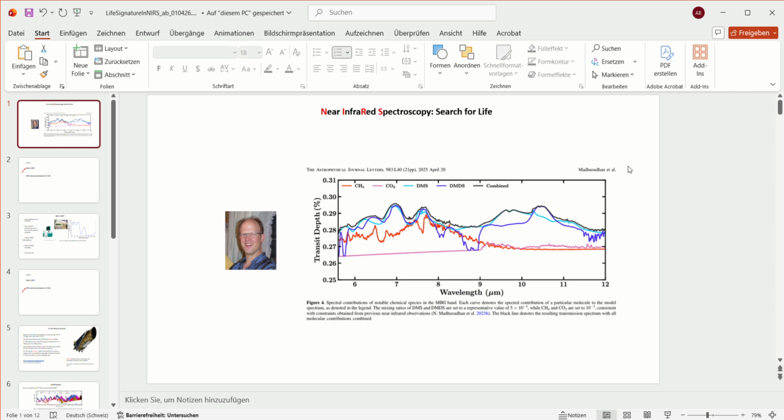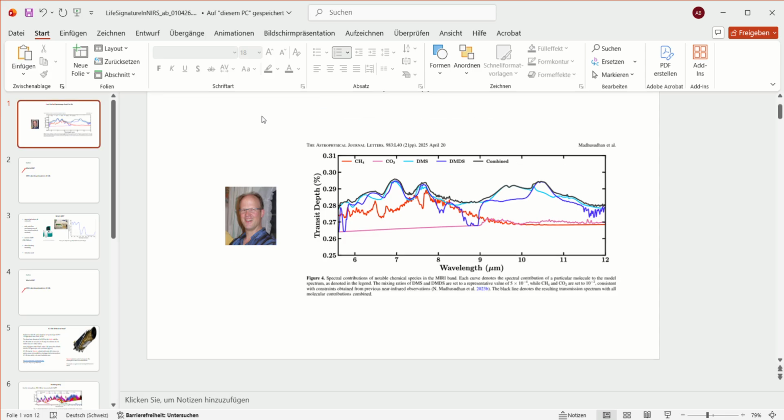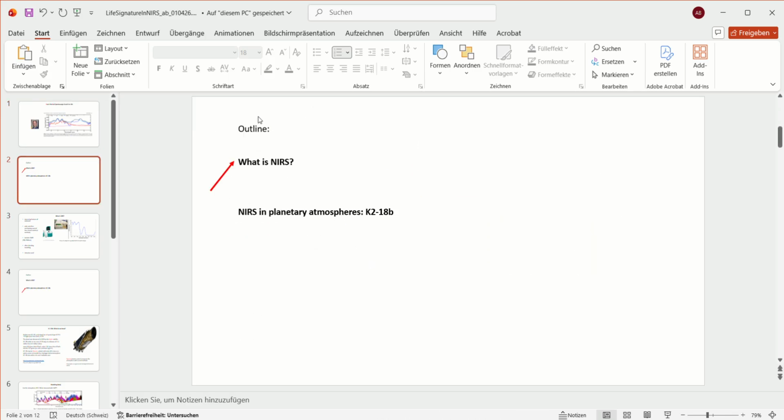Hello and welcome. Today I wanted to show you an application of near-infrared spectroscopy, which is the search for life on exoplanets. First, one slide about what is NIRS. This slide can be found in an earlier presentation. And then this example: NIRS in the planetary atmosphere of the K2-18b planet.